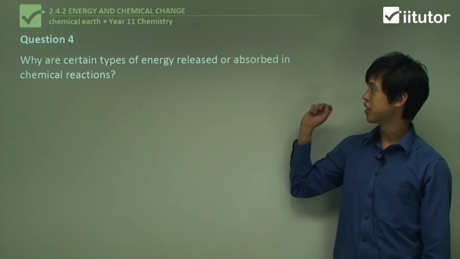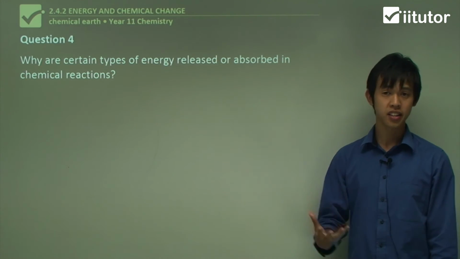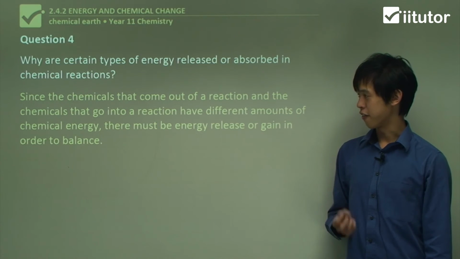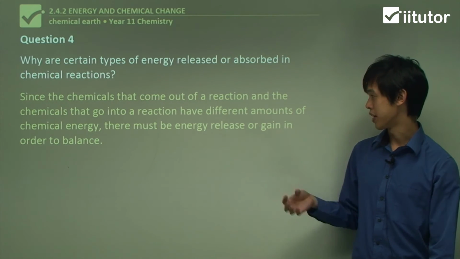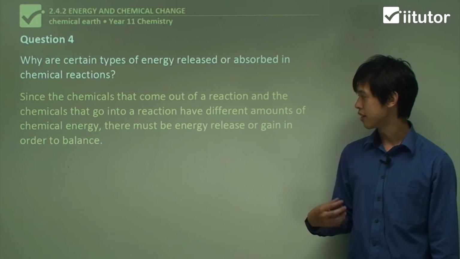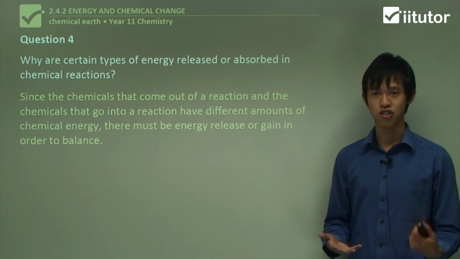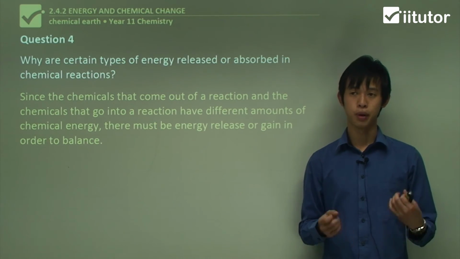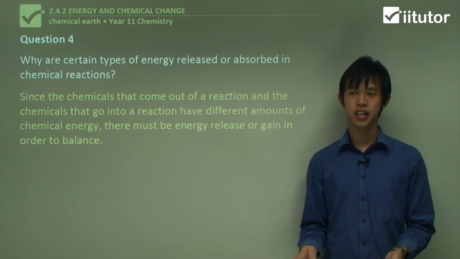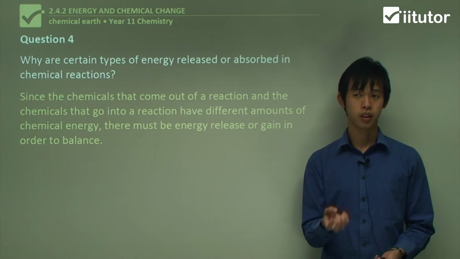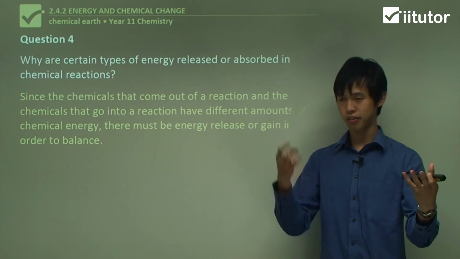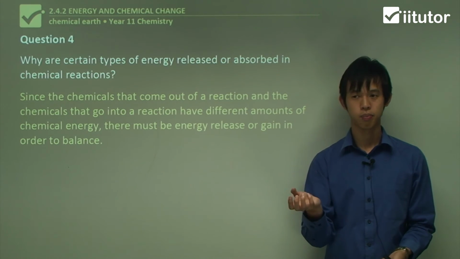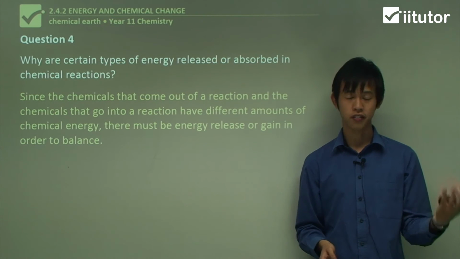Why are certain types of energy released or absorbed in chemical reactions? Why is energy even needed in these reactions in the first place? The chemicals that come out of a reaction and the chemicals that go into a reaction have different amounts of chemical energy, so there must be energy release or gain in order to balance that energy. Let's just look at petrol. Petrol we can burn, and if we burn it, we get a lot of energy out. Carbon dioxide can't burn. If we try to burn carbon dioxide, nothing happens. So carbon dioxide must have no chemical energy in it, whereas petrol must have a lot of chemical energy in it.